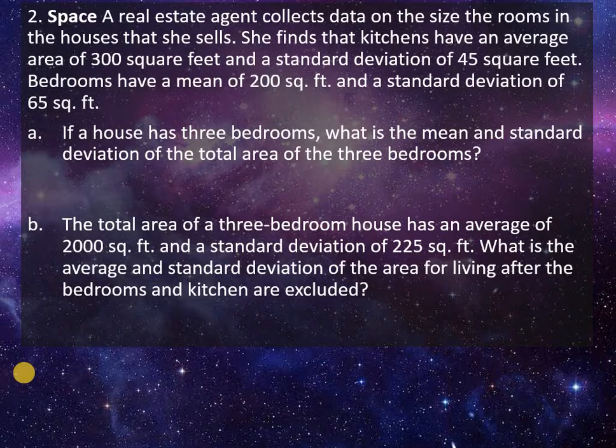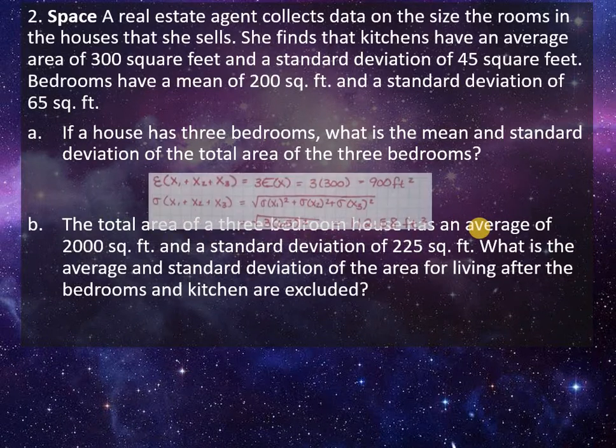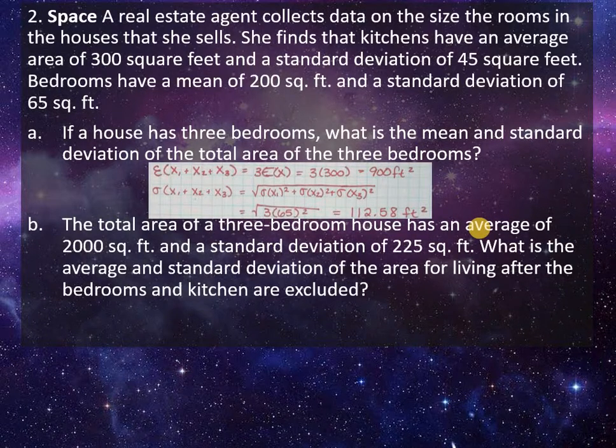All right, so now we're talking about space. If a house has 3 bedrooms, what is the mean and standard deviation? So, is this 3x or x plus x plus x? X plus x plus x, because not every bedroom is required to be the exact same size. Okay? Kind of understand the reasoning behind that, because that's one thing that's been causing folks a lot of struggles. So that means when we find our expected value, it should be 900 feet squared.